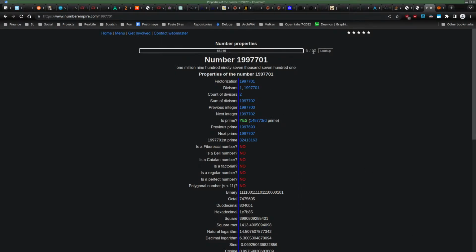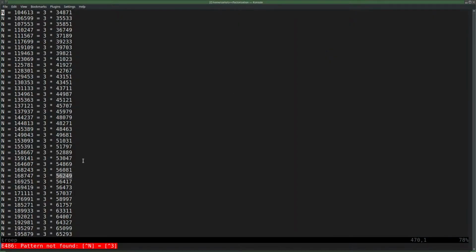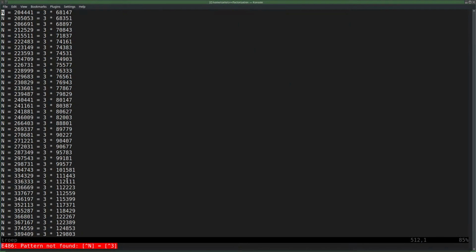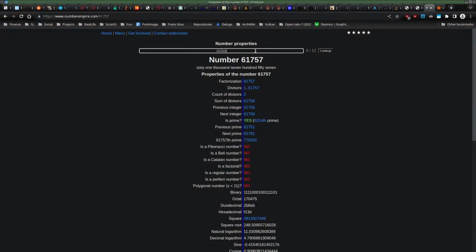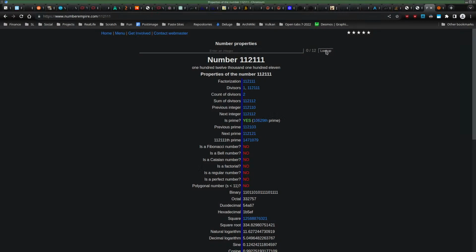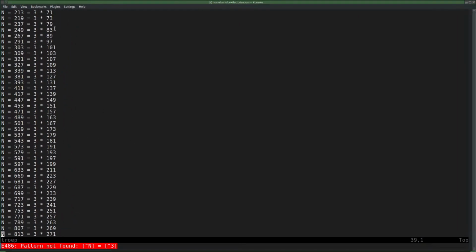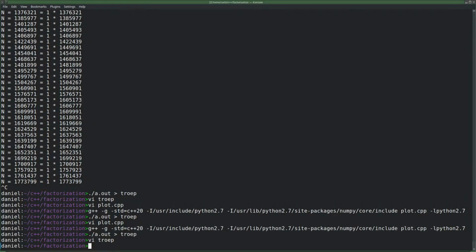Check one. That's all prime, prime, prime, prime. Look up. Yes, prime. Okay, all of them are prime. Also in the beginning. Looks like primes. Yeah. Okay. Starting to make sense of this output.